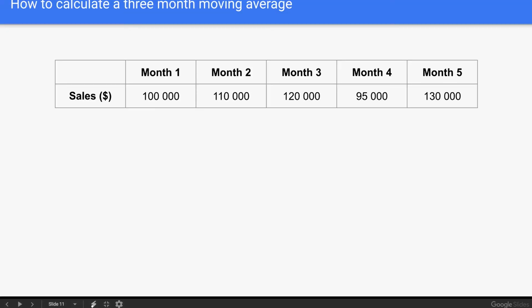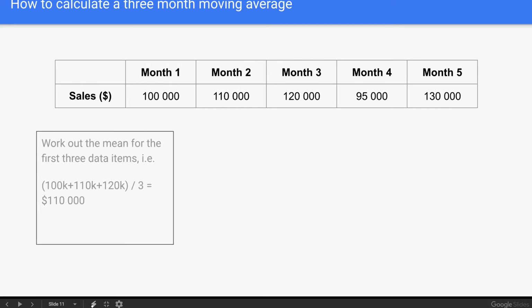So there's something called a moving average. How to calculate a 3-part or 3-month moving average: the first thing you do is you add the first 3 months and then get the average. So in this case, that's 100 plus 110 plus 120. Divide that by 3. That gives us $110,000.